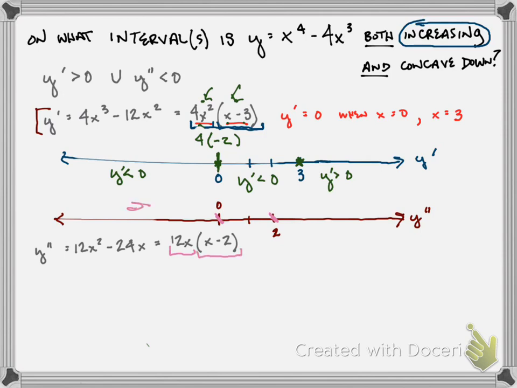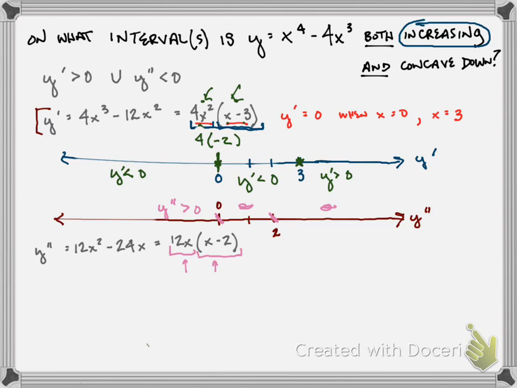So I'll test over here, I'll test in this interval, and I'll test in this interval, and that'll tell me the sign of y double prime, positive or negative. So I'm going to do each of those. I'll start here, so pick a number less than 0. Let's say -1. Put -1 in for x, and we get -12 times -3. -12 times -3 is 36, which is positive, and so y double prime is positive here.